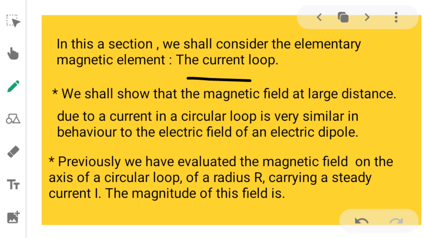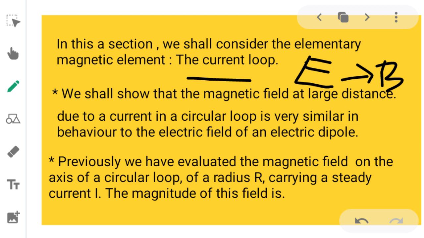We denote the electric field as E. Here in the magnetic field we denote it as B. So there are many similarities. There we have seen the electric dipole moment; here also we will see the magnetic dipole moment. Some of the behaviors of the current carrying circular loop, which has a magnetic field surrounding it, are similar to the electric field of an electric dipole.